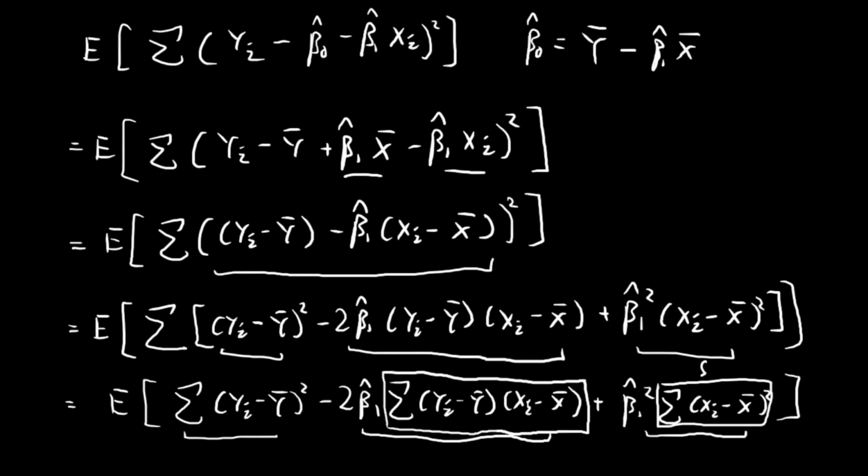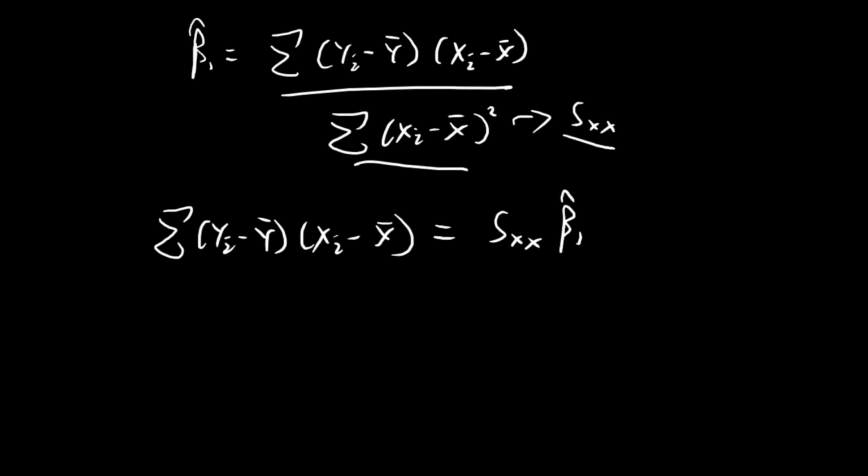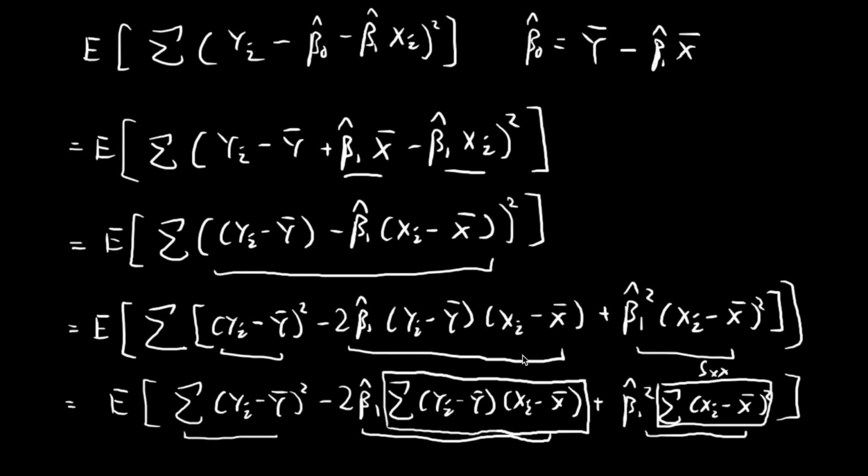So you see that this is actually just s double x, and this term over here I just showed you is equal to s double x times beta 1 hat. So this term here is s double x times beta 1 hat. And you can see that I can now combine some of these terms because you also have a beta 1 hat over here. So in the end, this entire term is going to be equal to negative 2 beta 1 hat squared times s double x. So let's just write this out.